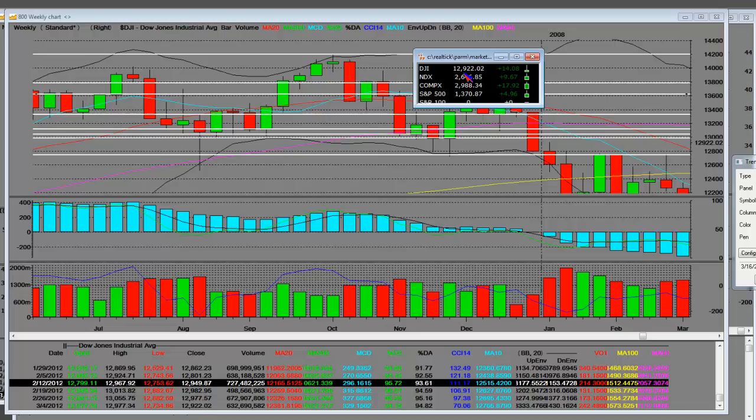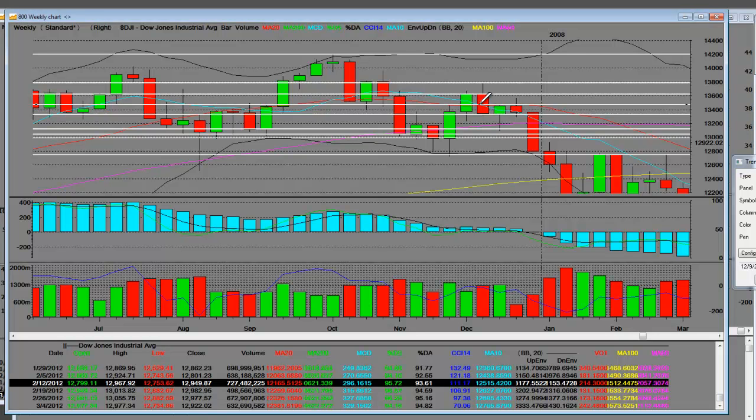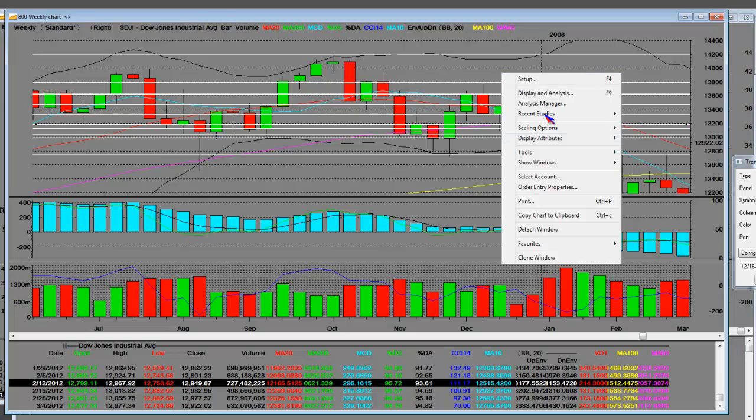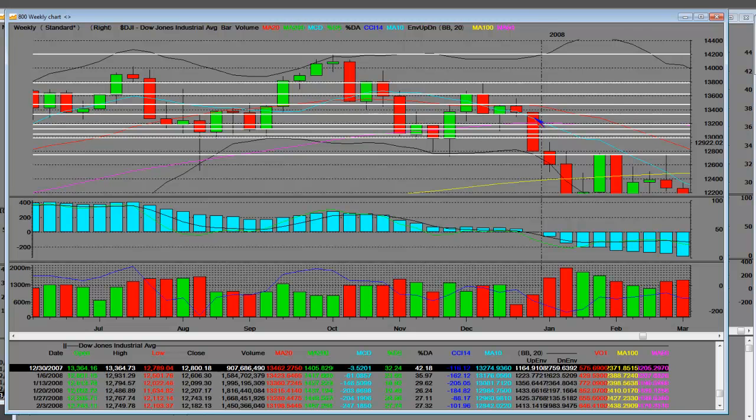Dow's 12,922.02. When you look back in time, you're going to find out that 13,475 is up above there. And you get down into these pockets and you start getting into 13,183. Right now, we're in this weekly bar of this downtrend weekly bar that occurred in the week of 12/30/2007. The high was 13,364.